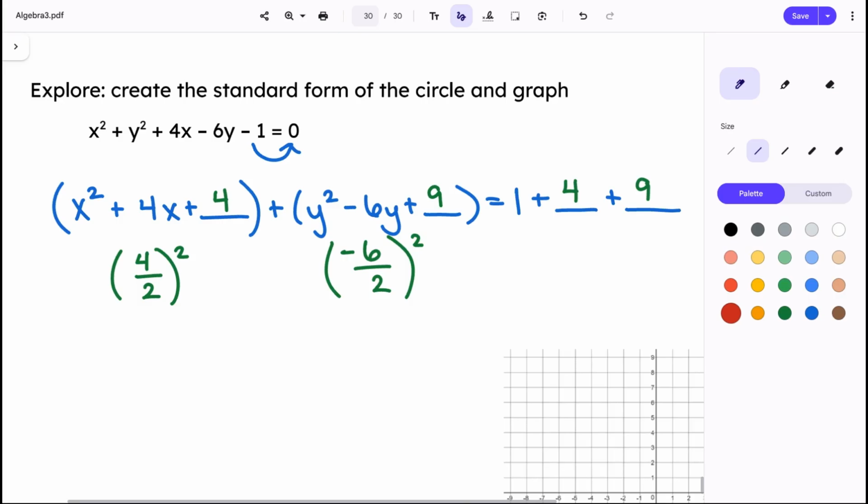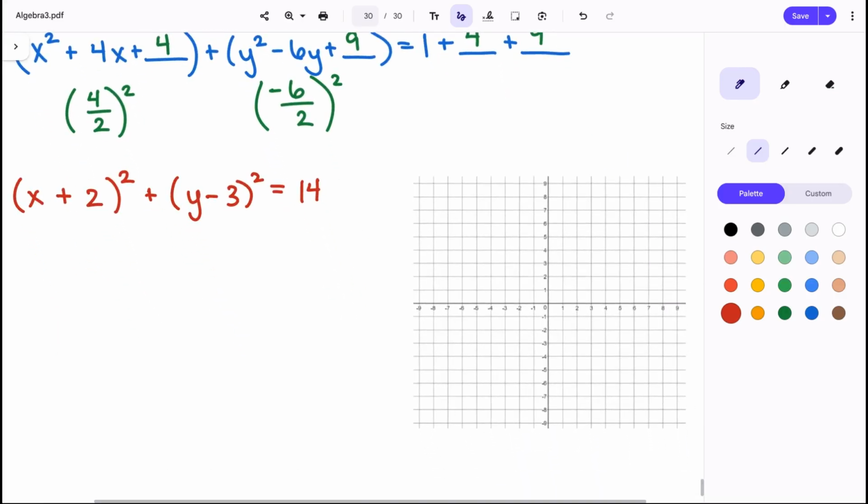Okay. Let's write this out so it looks more like a circle now. So this first set would be rewritten as X, and then what's my number here? Is it 2, and is it positive or negative? It's positive. For the second set, what does it say? Y minus 3 squared equals, what's 1 plus 4 plus 9? 14. Okay, we do need to graph it, so what's my center? -2, +3, the center. And the radius? 3.7.